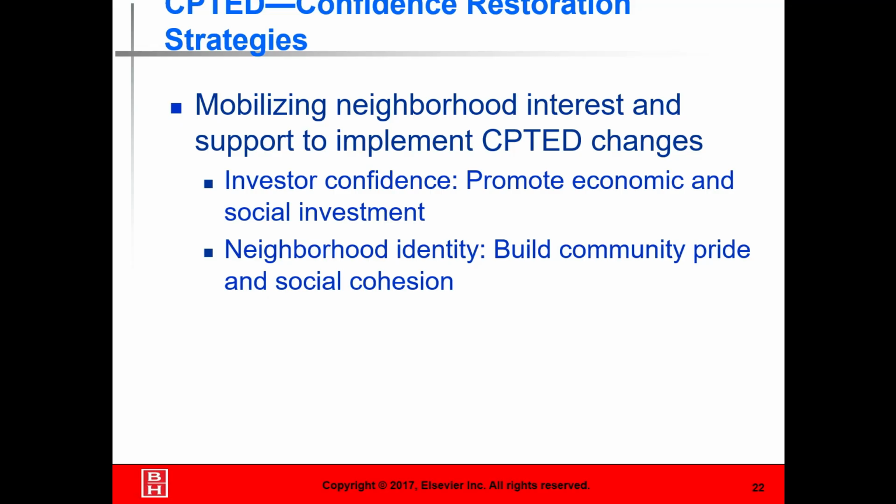Mobilize neighborhoods, investor confidence, neighborhood identity. These are just some of the basic things that we can do to make sure that the neighborhood is safer. And the more that we get involved, the better off the neighbors are going to be, and the happier.